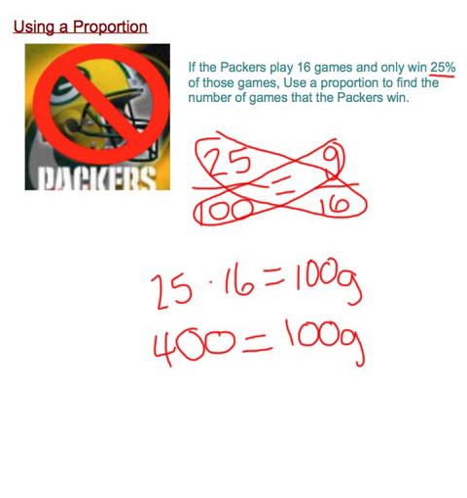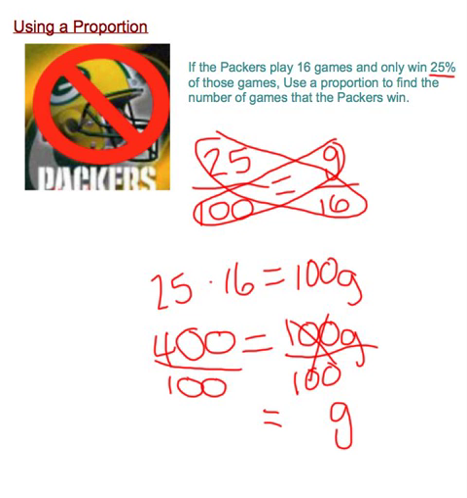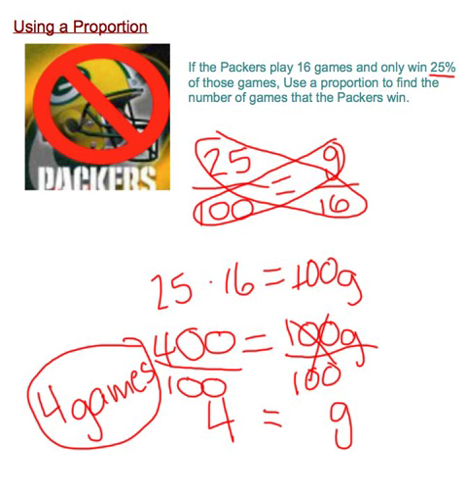So there's our algebraic equation, and we're going to use our inverse operations just like the other one. Divide both sides by 100. As long as we do the same to both sides, the equality is still true. 100 divided by 100, same as 1, so we're just left with 1 times G, which is G. That's what we want because we want to know how many games they won. 400 divided by 100, 4. So the Packers won 25% of their games. They won 4 games. Piece of cake, right?